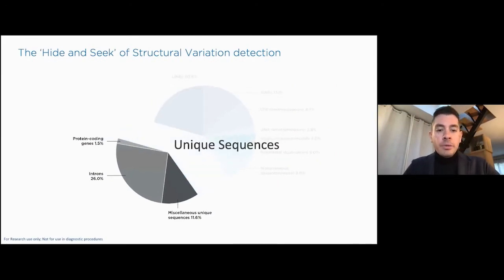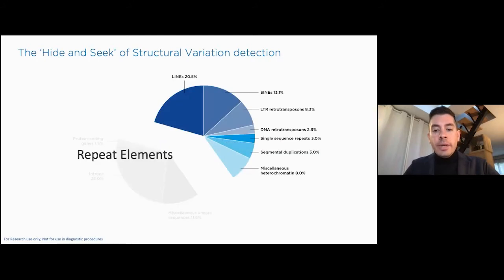And that is very easy to understand when you take into account that two-thirds of the human genome is repetitive, making it extremely challenging for algorithms to reassemble the reads in these regions. And the consequence is that many structural variants will remain invisible to these technologies.